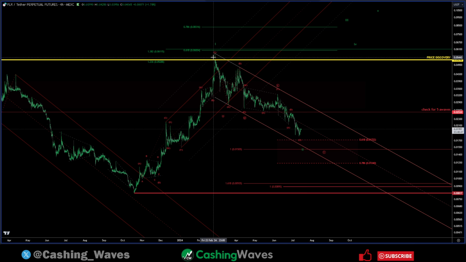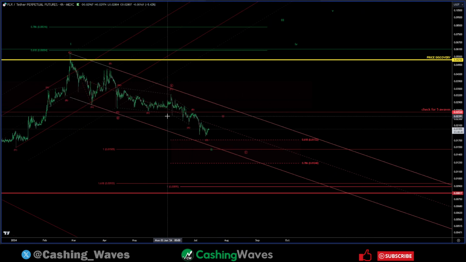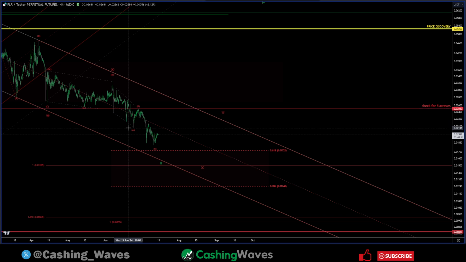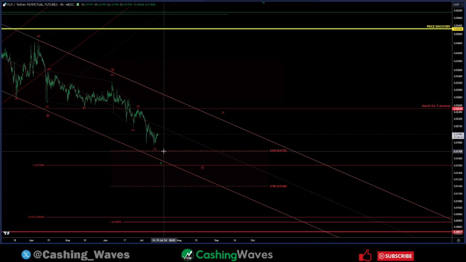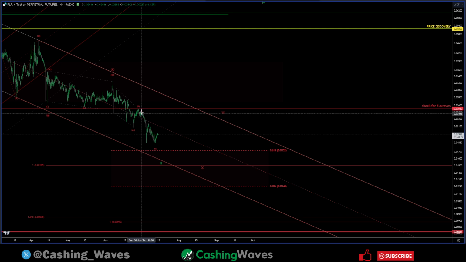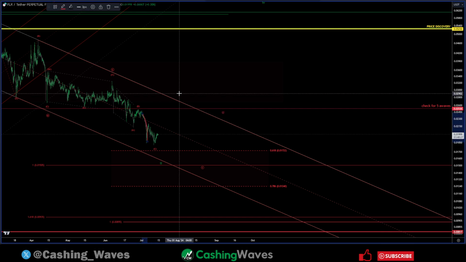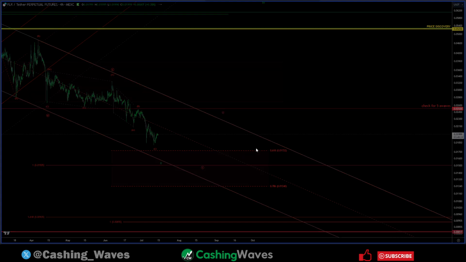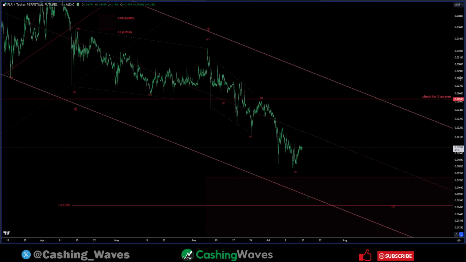Now, first we had an ABC as a zigzag for our W. We had a long dragged out X wave as a flat for our correction. And then we had a diagonal for an A wave, B, and we're looking for 5 waves down for a C. Now, the only way this can be complete is if this wave is an impulse, because we can't get back-to-back diagonals in the correction.